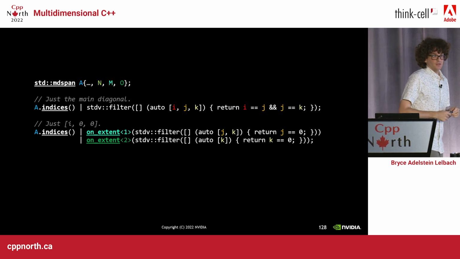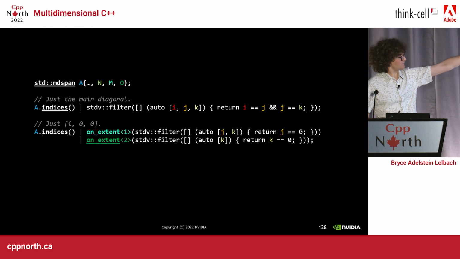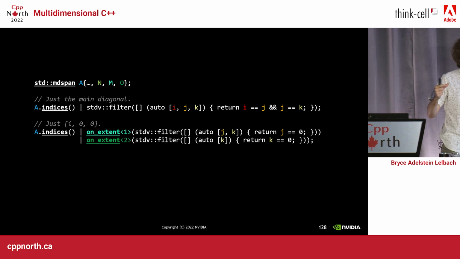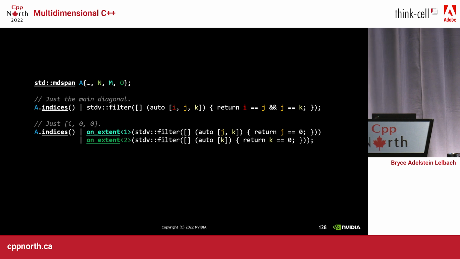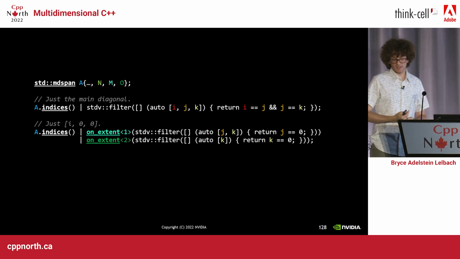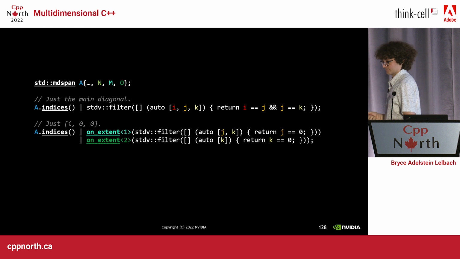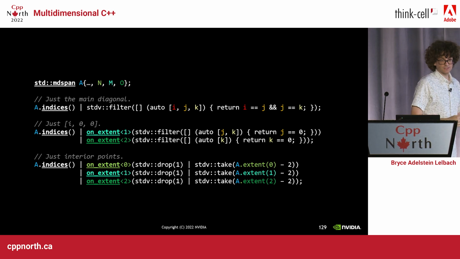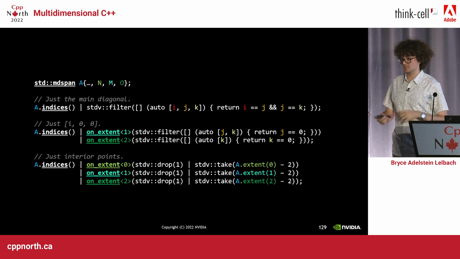But maybe we want to do some sort of filtering or transformation in one of the more outer loops. And so we have this little helper called onExtent, which says, take this range adapter and apply it at this level in the nested loop hierarchy. And you could compose together multiple of these onExtent range adapters and allow you to do something like say, I want to select just the indices where J and K are 0. And we could also do something like selecting just the interior points here. And here we're going to use std::views::drop and std::views::take. And we're going to do one on each one of the extents to just select the interior points of a region.